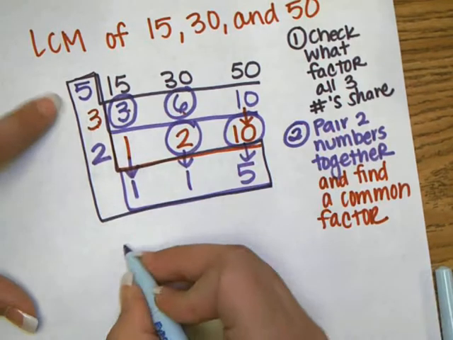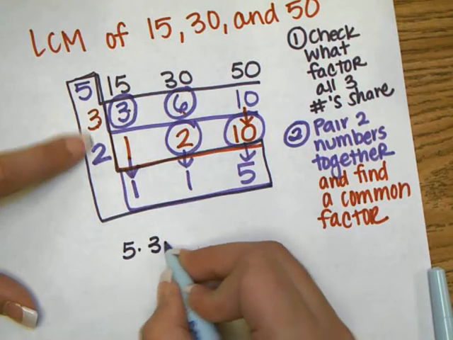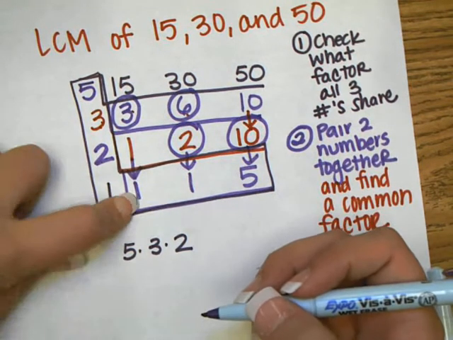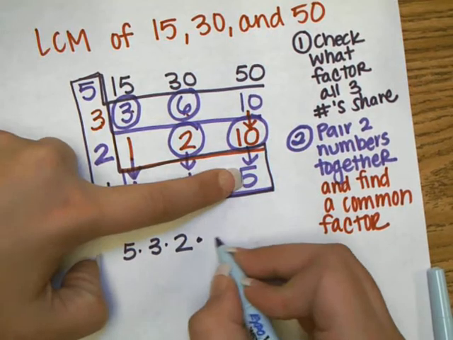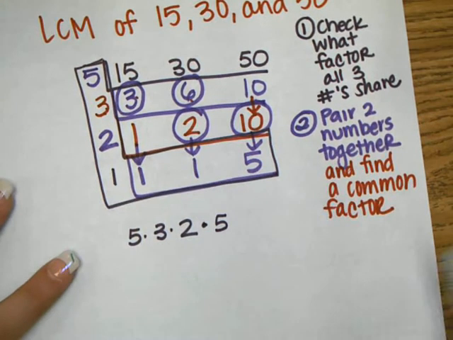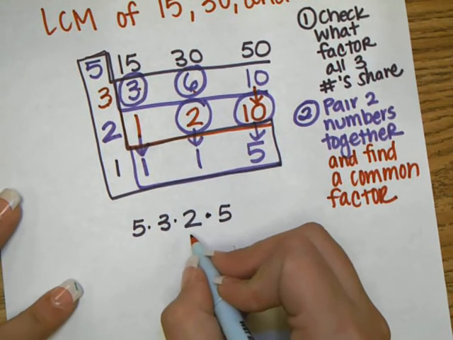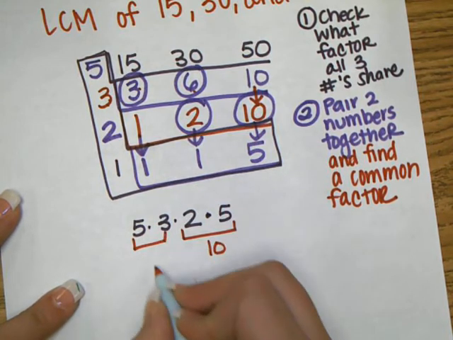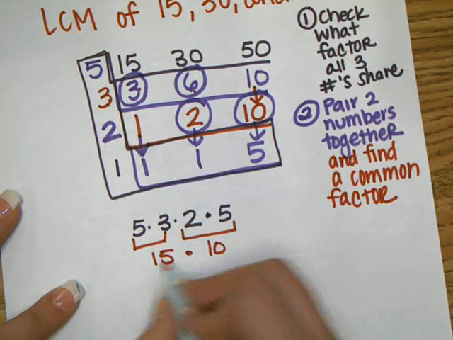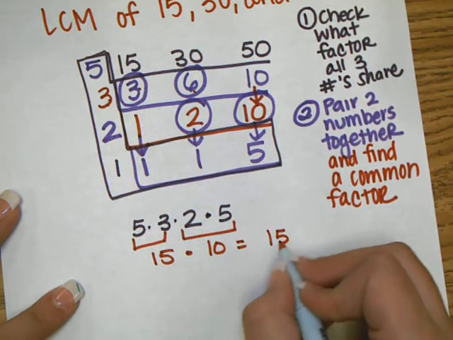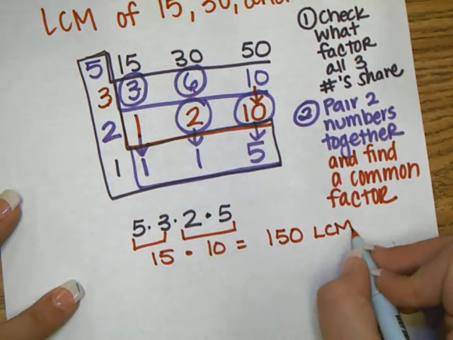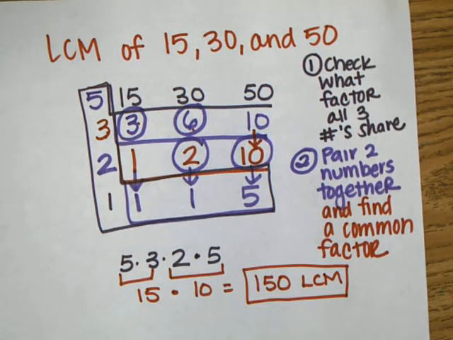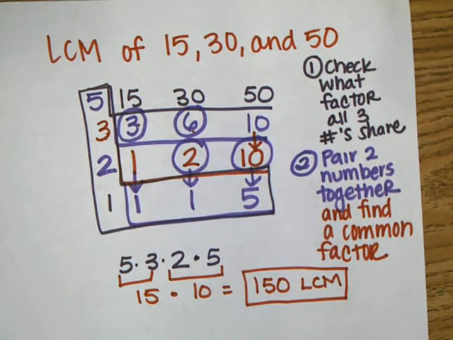So I'm going to make an L. And I need to multiply 5 times 3 times 2. And again, I don't need to multiply by those ones. So just 6. For me, it is easier if I multiply 2 times 5, because that's 10. And then 5 times 3 is 15. And then 15 times 10 is 150. So the LCM is 150.